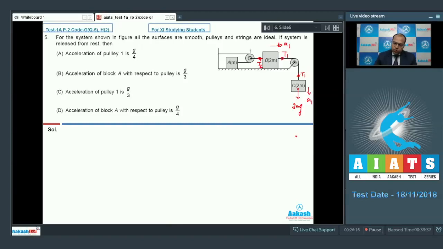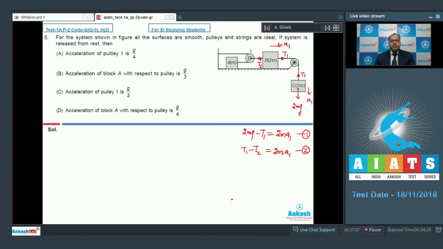If I write the equation for block C, then 2mg minus T1 is equal to 2m into a1, that is my first equation. If I write for block B, then T1 minus T2, that is the net force in the forward direction, is equal to mass, that is 2m, into a1. So that is my equation 2.